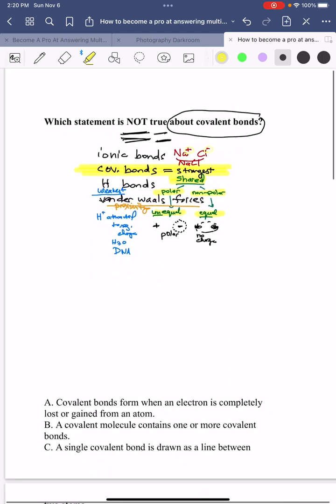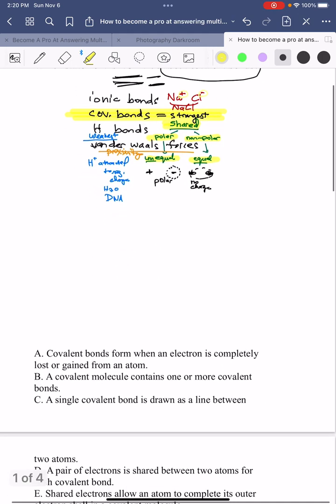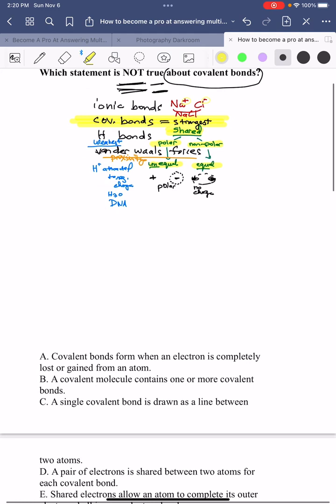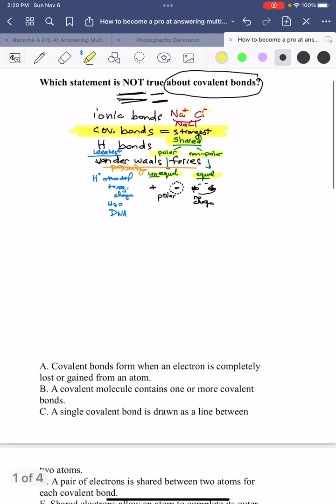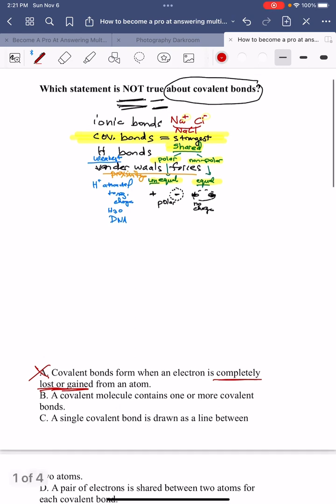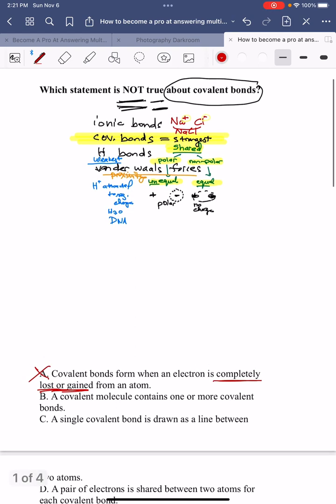So let's zoom in here, and we see our answer option A says, covalent bonds form when an electron is completely lost or gained from an atom. And so remember, we wrote down that it is shared, so it cannot be that one. Right off the bat, you can cross that out. It is not completely lost or gained, right? It is not what a covalent bond is described as.